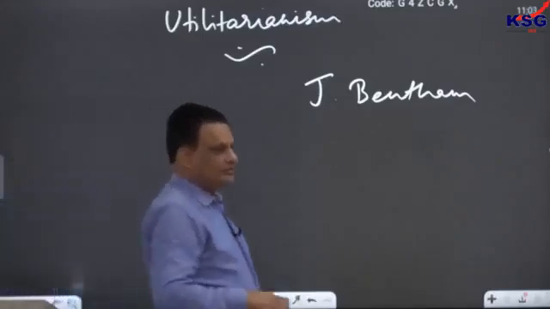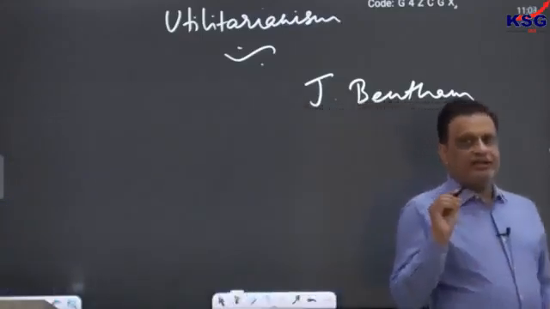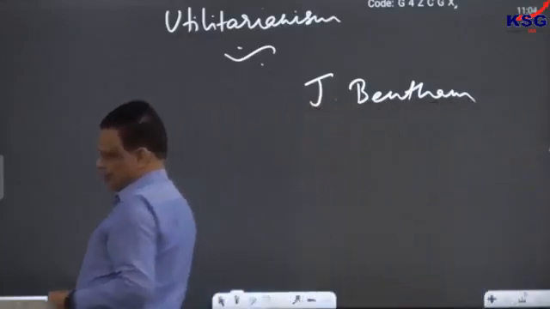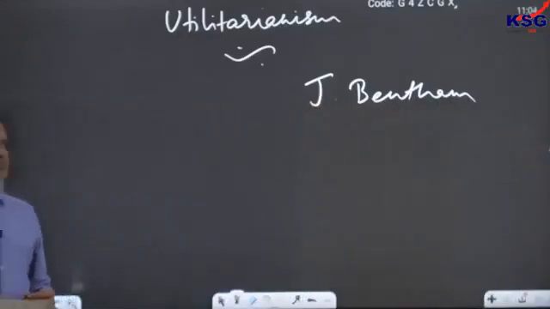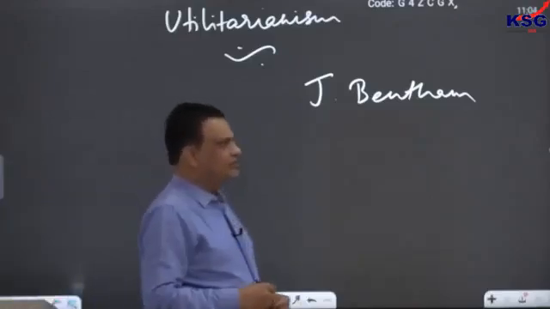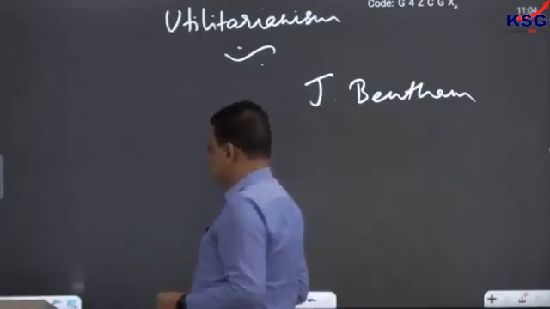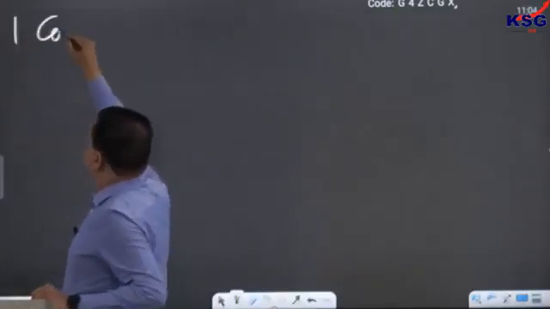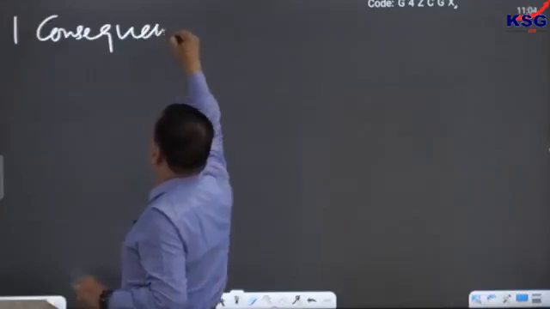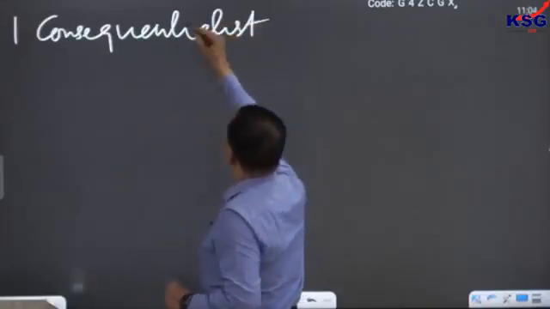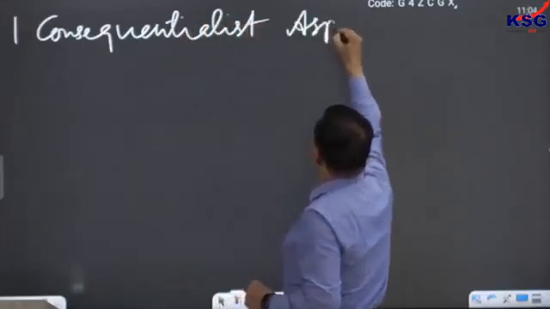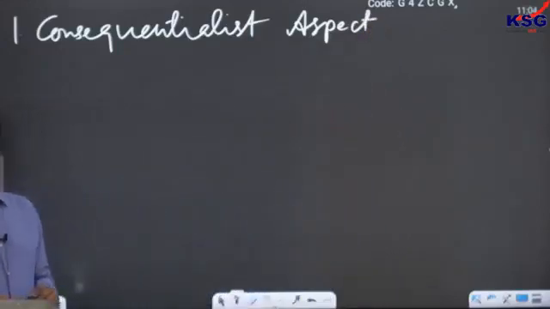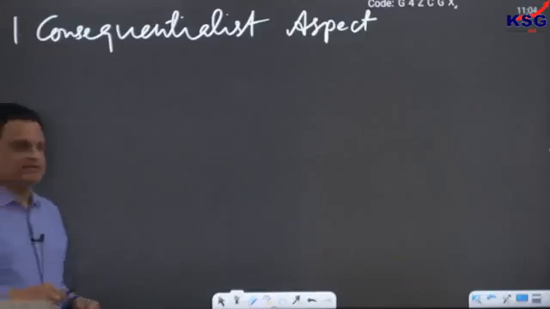So write down firstly, there are two aspects of Bentham's theory. First one, the consequentialist aspect. There are two aspects of Bentham's theory. First is called the consequentialist aspect.